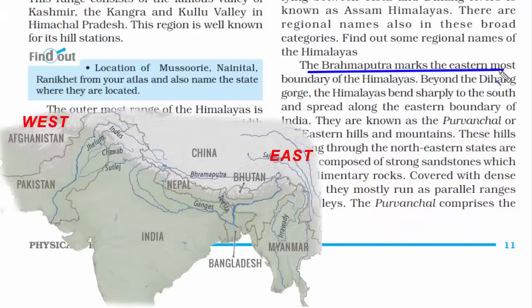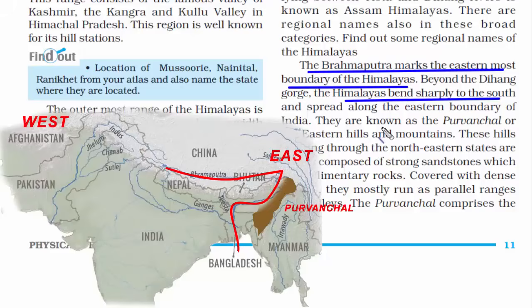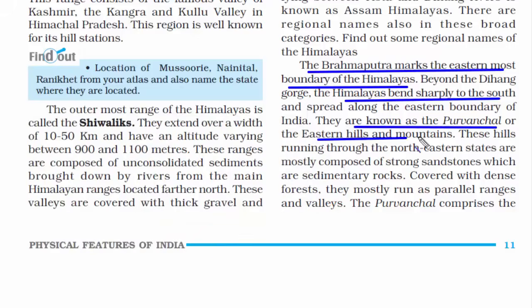The Brahmaputra river comes from the easternmost boundary of the Himalayas. In the eastern side, the Himalayas bend sharply to the south. Here the eastern hills and mountains are also known as Purvanchal. As we have read earlier, the land over here is low, there's a depression in the land. Hence, due to the running of Brahmaputra river, a lot of sedimentary rocks have accumulated over time. And vegetation is also very dense.